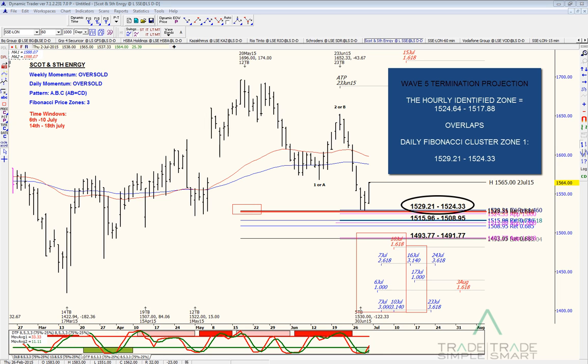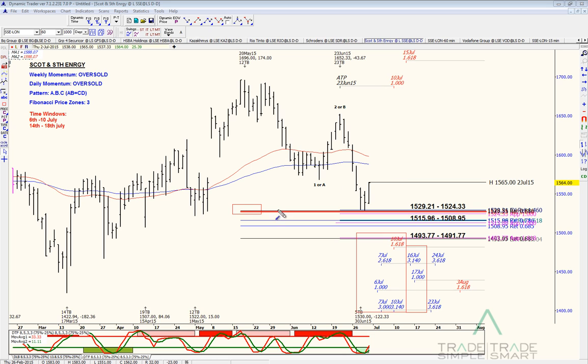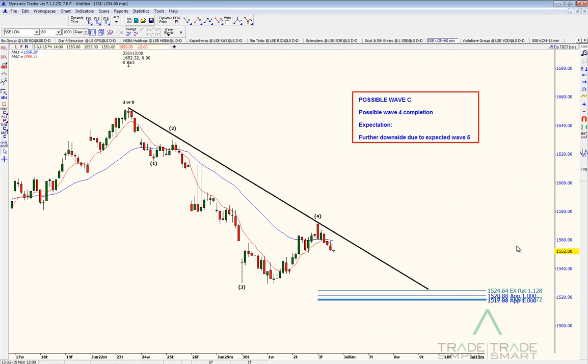So we initially saw the market come down into our first zone at 1529. We then saw a slight bounce, which when we look on the 60-minute time frame looks to be the wave 4, and then we're going to see a fifth wave to the downside, which we forecast will be in and around the 1524 to 1517.